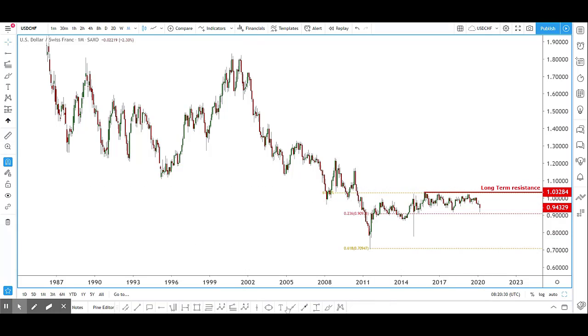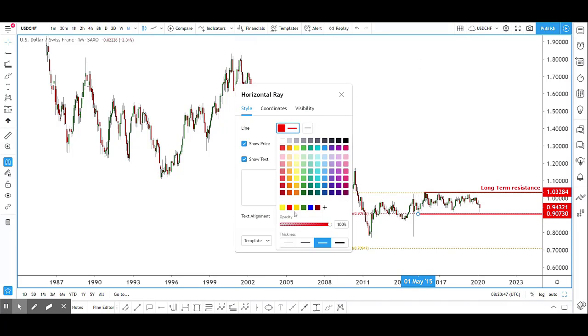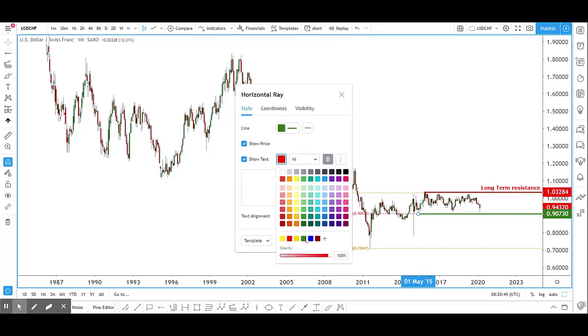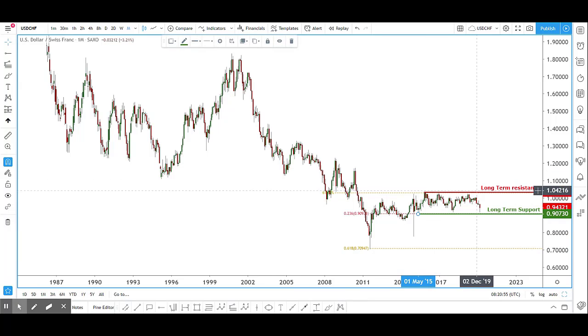So we have it. We have a long-term support level over here graphically. The price tested once, twice, and a third time. Breaking this level, I can say safely the price will drop down to the lows in 2011. So let's call this the long-term support. And now that we found a long-term resistance and long-term support, let's go down to the weekly.